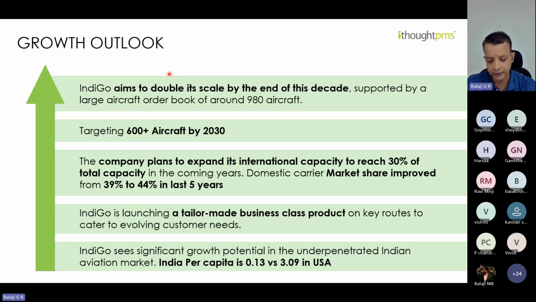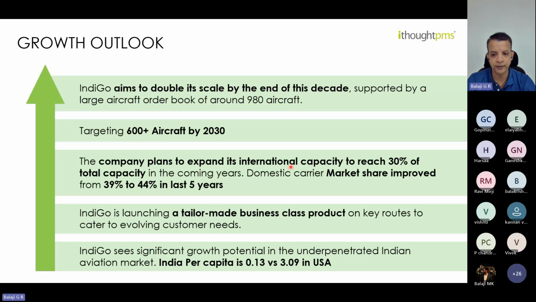And if you look at the growth outlook for a business like Indigo, they are aiming to double the scale by the end of the decade, which is 2030, with an order book of 980 aircraft, targeting 600 aircraft. They are close to 367 aircraft currently as we speak, and they want to go to 600. It clearly puts them in a very good position on capacity. For anybody looking for growth, capacity is the first constraint. If they don't get the capacity up, growth will not come.